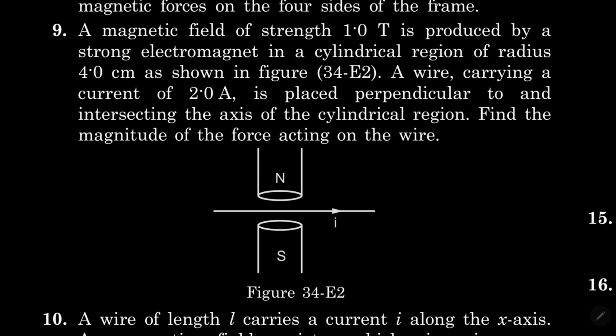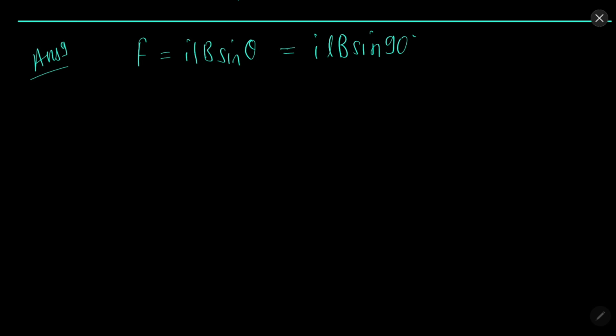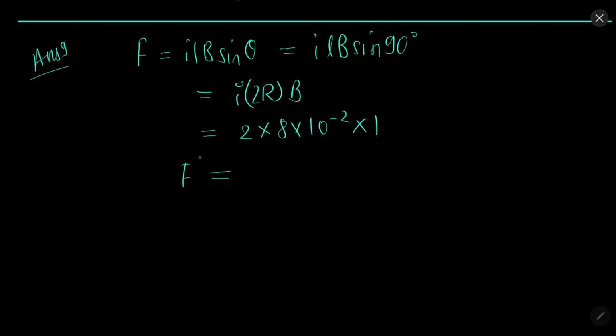In 9, we need to find the magnitude of force acting on the wire. So solution 9, force is ILB sine theta, sine 90 degree. It will be 2R into B. On further simplification, we will obtain force to be 0.16 Newton.